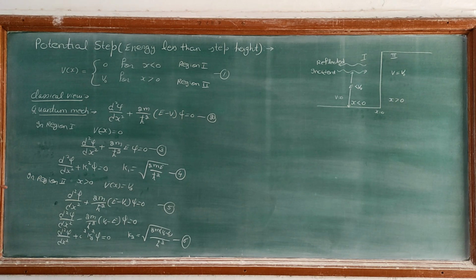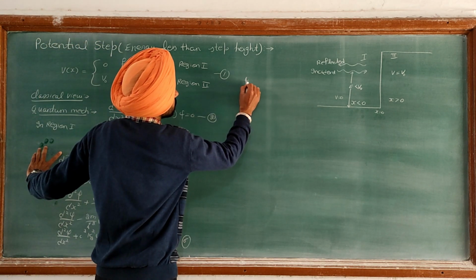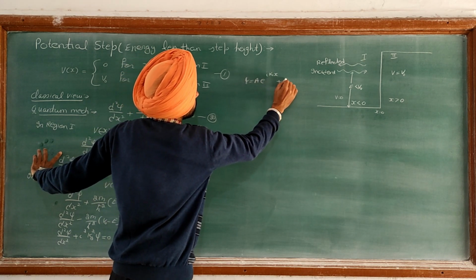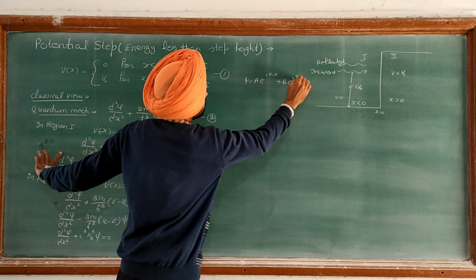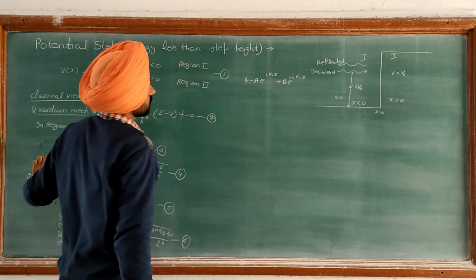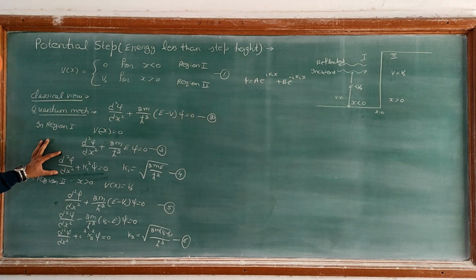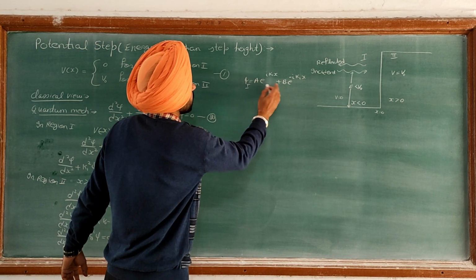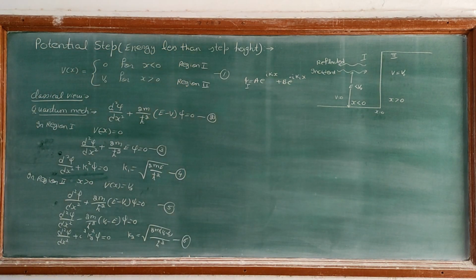The general solution of equation 4, d square psi upon dx square plus k1 square psi equal to 0, is for region 1, and the solution is psi equal to a exponential iota k1x plus b exponential minus iota k1x. As this is the wave function in region 1, I will write psi 1 equal to this. A and b are constants; we will determine these arbitrary constants.